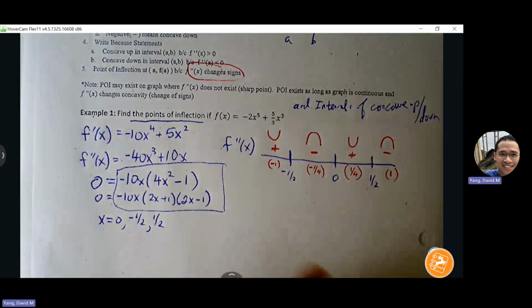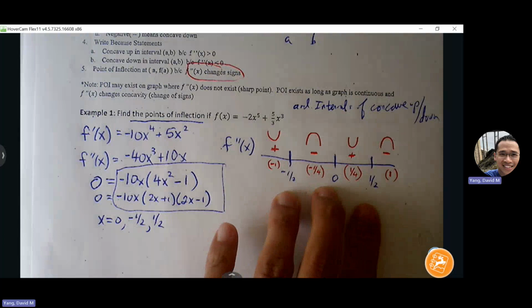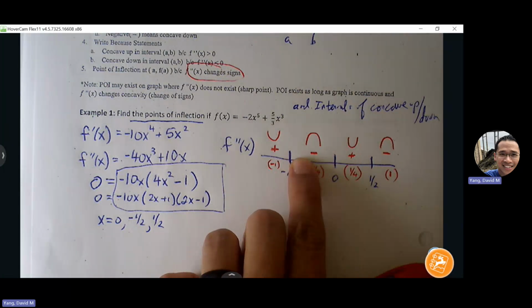Okay, how many points of inflection do you see? 3, because there's a change in sign. Okay.